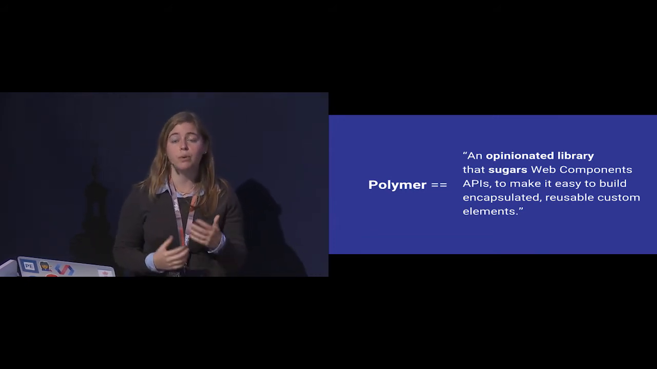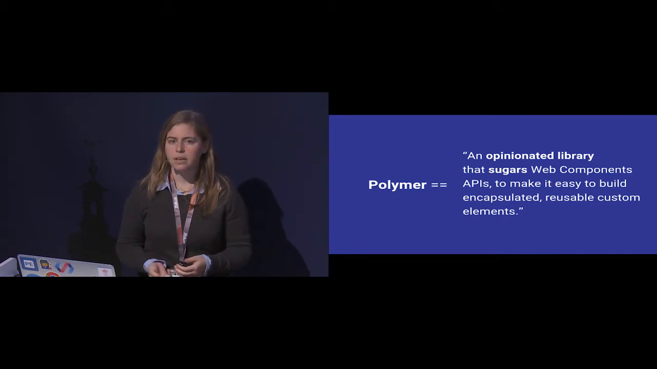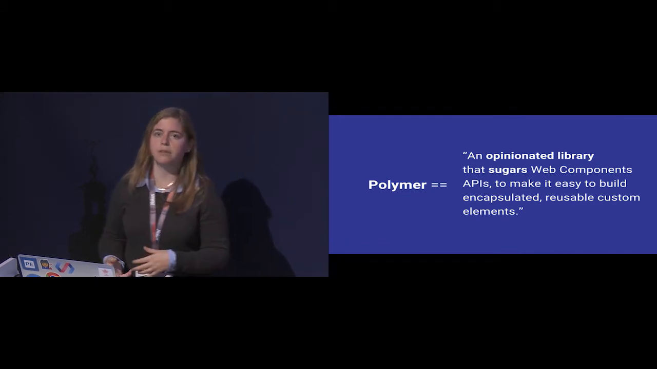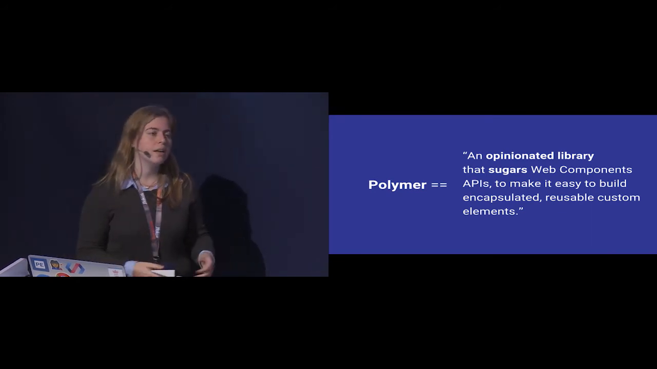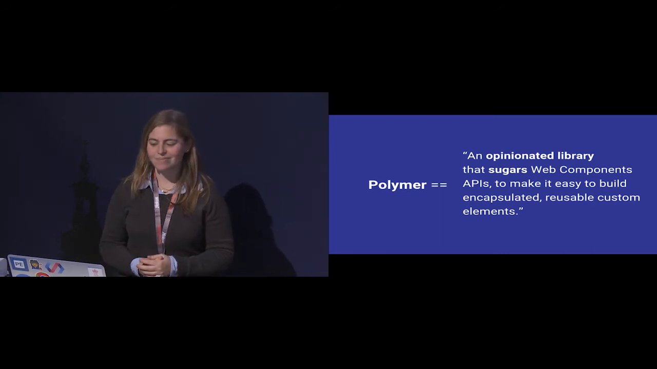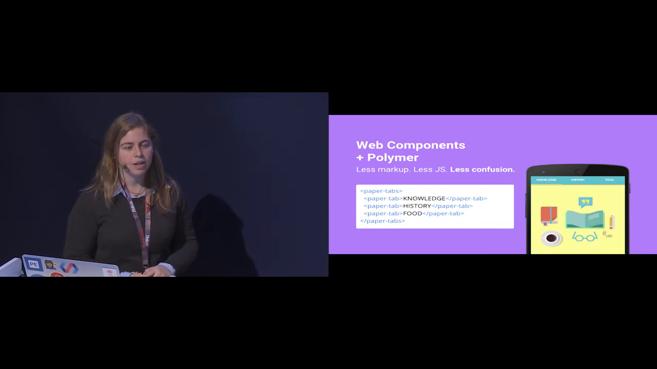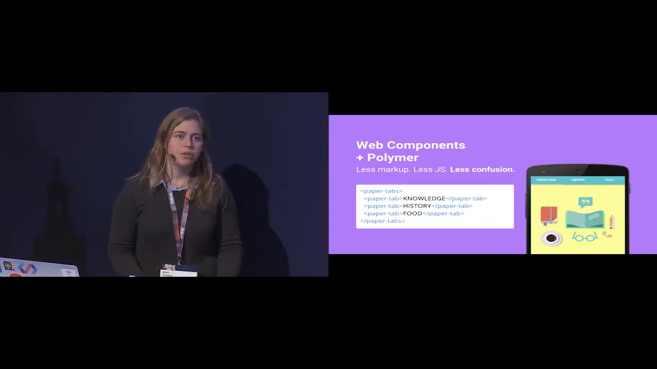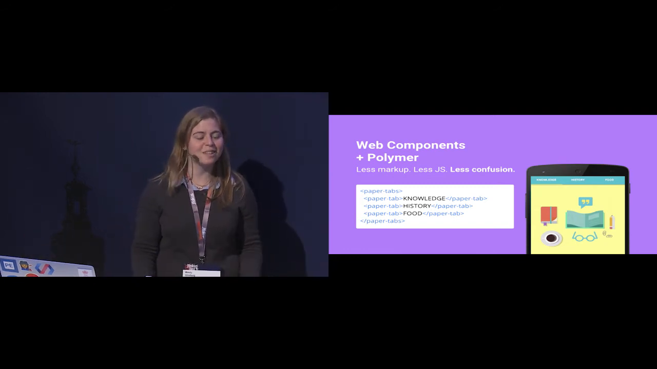We're going to add a UX layer over it. We're going to help you with things like data binding and templating, give you a suite of tools and testing infrastructure to work with, and help you streamline your process of building custom elements. So when you use Web Components and Polymer, you deal with less markup, you deal with less JavaScript. So overall, you're dealing with less confusion.